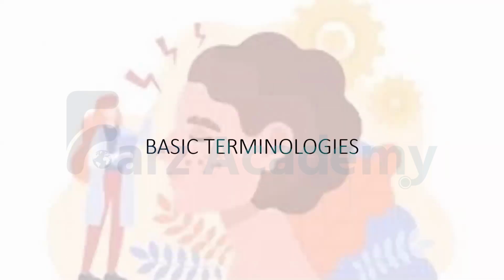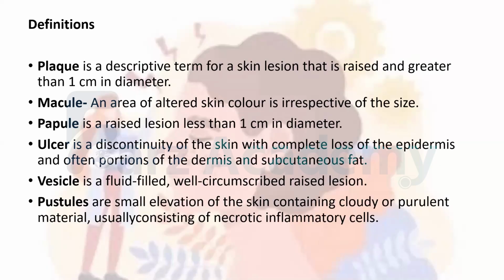Next, we will move on to basic terminologies. These are also important because they form the base of dermatology. Whichever lesion you take, it will depend on what type of lesion it is, whether it is a plaque or a macule or a papule. So we will see all the definitions first. What is a plaque? A plaque is the descriptive term given for a skin lesion that is raised and greater than 1 centimeter in diameter. So it is not a flat lesion. It is raised from the skin surface, and the diameter should be at least 1 centimeter.